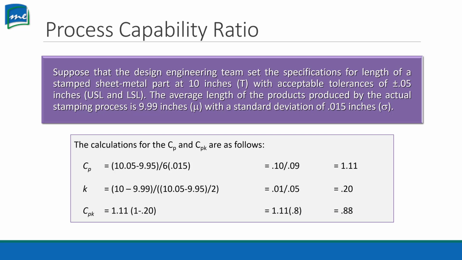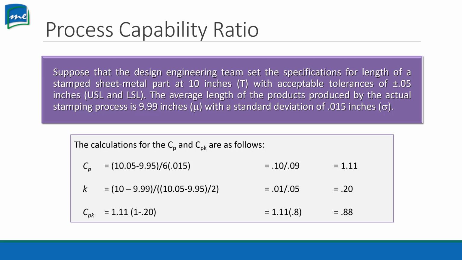So what's our CPK? Our CPK is equal to 1.11 multiplied by 1 minus 0.20, which is 1.11 multiplied by 0.8, which equals 0.88. So what this tells me is that our process is not in control as much as we need it. So we want to get closer to the 1 value for our CP, and our CPK, we need to get that closer to the 1 also. So it's shifted left or right.